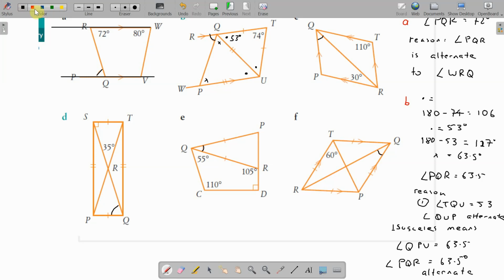Now, just to get your heads up on these other ones, let's do it in blue. We have parallel lines and a transversal. So this angle here is supplementary to that one because they're co-interior. So I can find out what that one is. That means we can find out what this one is and this one from that. Because being a parallelogram, whatever angle that is there, that one's going to be the same. And once we find out what that angle is and that angle is, we can work out these other ones there. So that's part C.